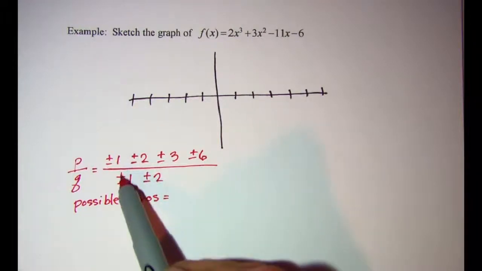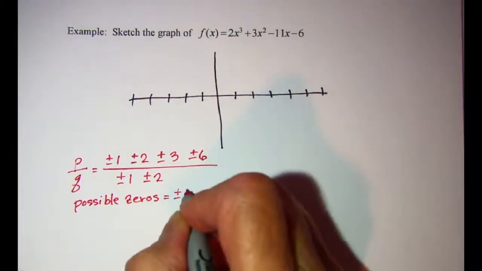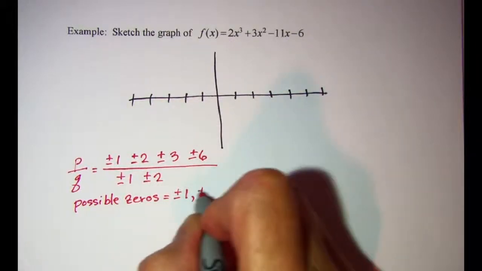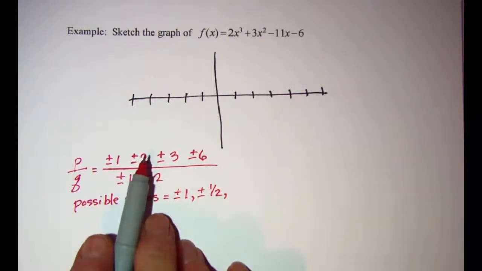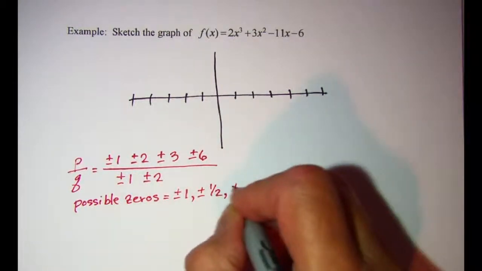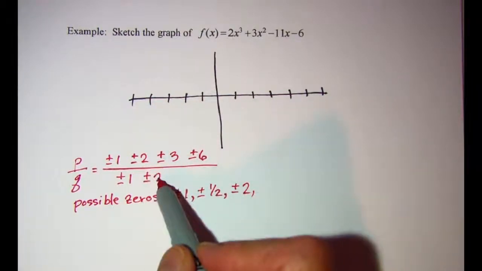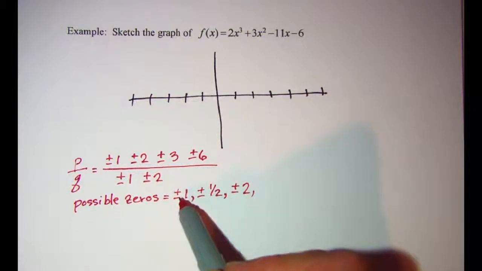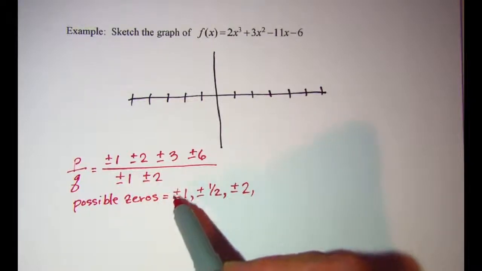So possible zeros are plus or minus 1 over 1, which we know is 1, plus or minus 1 over 2, which is 1/2. And then let's take the 2 over each of those. Plus or minus 2 over 1 is just plus or minus 2. Plus or minus 2 over 2, that simplifies to plus or minus 1. So I don't need to write that again. It would just be duplicating what I've already written.